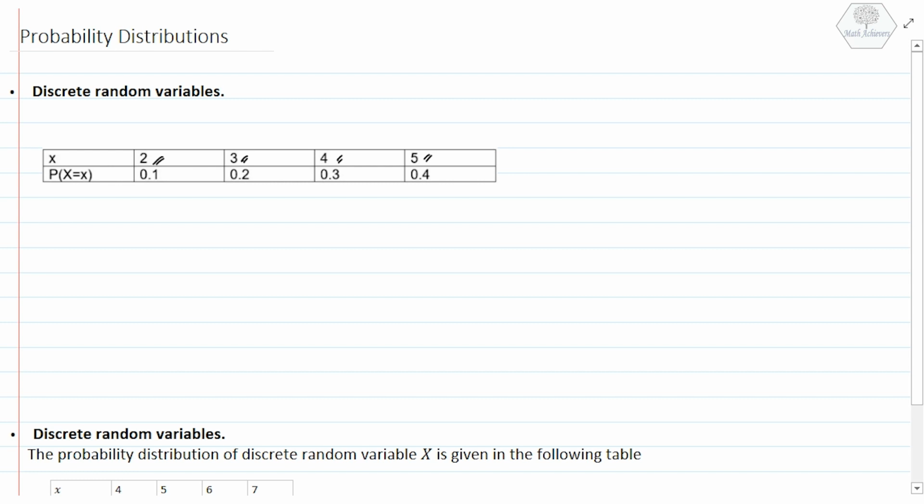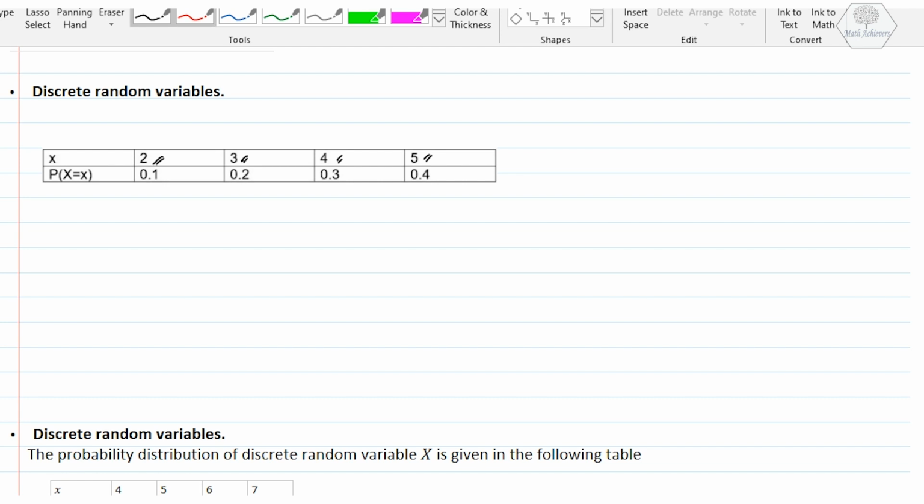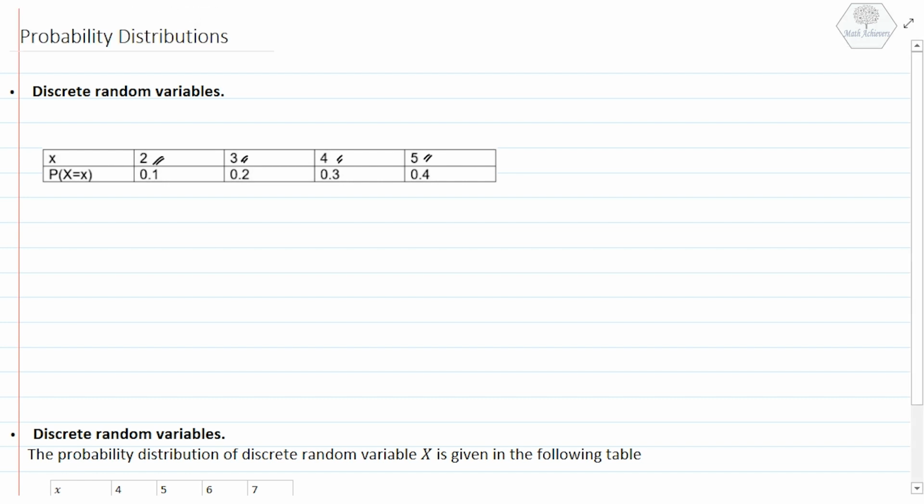So the probability here of having x equal to 2 is 0.1. The probability of having x equal to 3 is 0.2, and so on. The first thing I have to know is that all the probabilities always add up to 1. As we can see, 0.1 plus 0.2 plus 0.3 plus 0.4 is always equal to 1. This is the first rule that we will learn, that all the probabilities simply add up to 1.